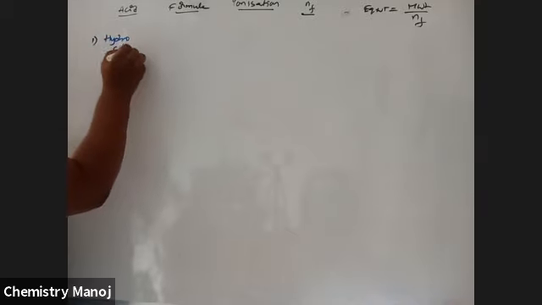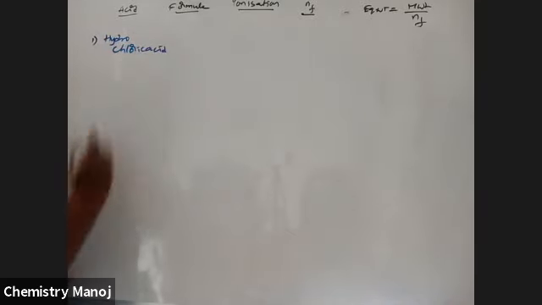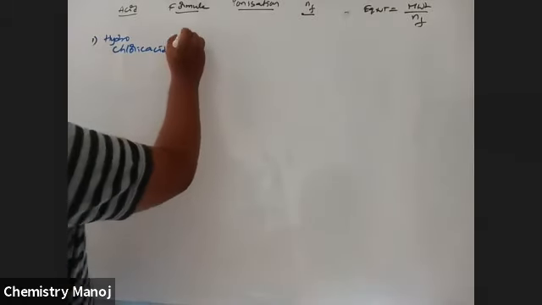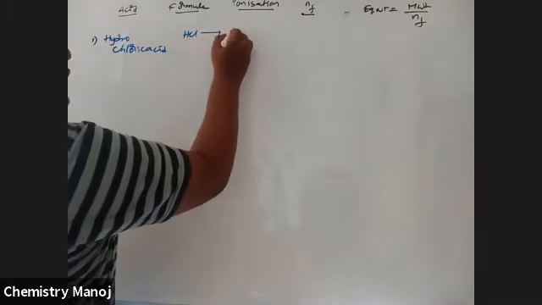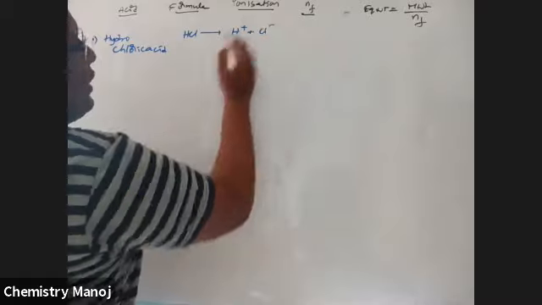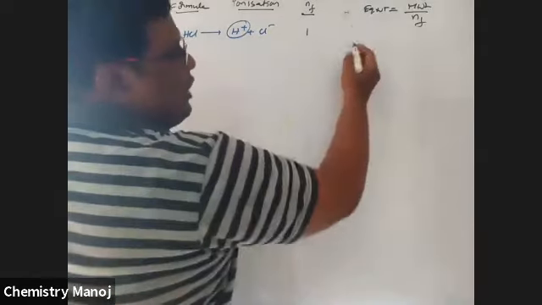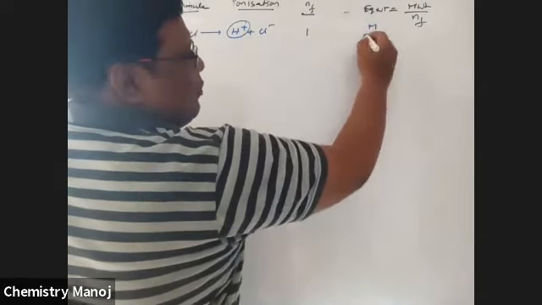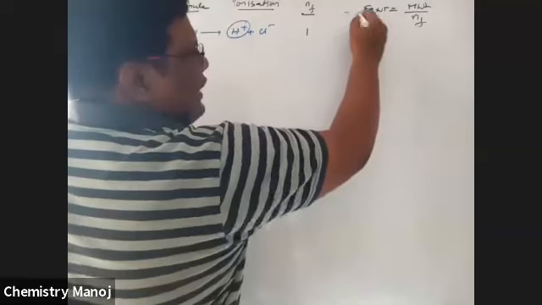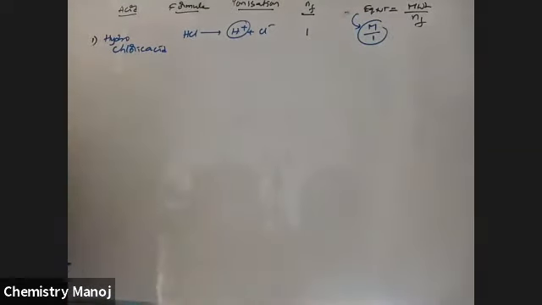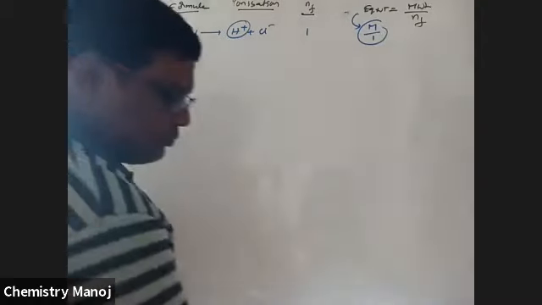So see here, first one, that is hydrochloric acid. Its formula is HCl. It ionizes as H plus and Cl minus. Therefore, 1 H plus is coming out. N factor is equal to 1. Therefore, equivalent weight is, let molecular weight be M, M by 1. Now, second one.